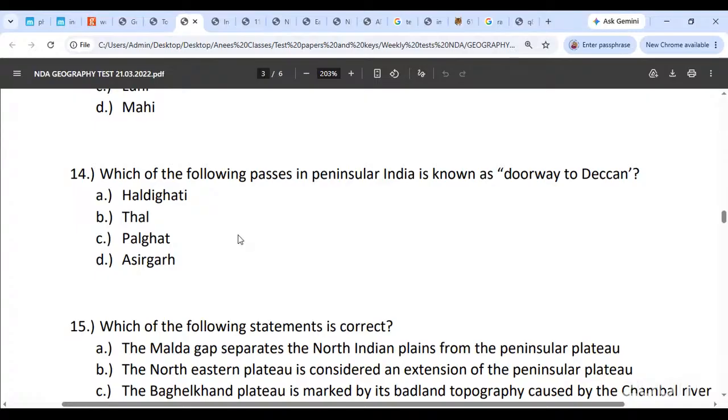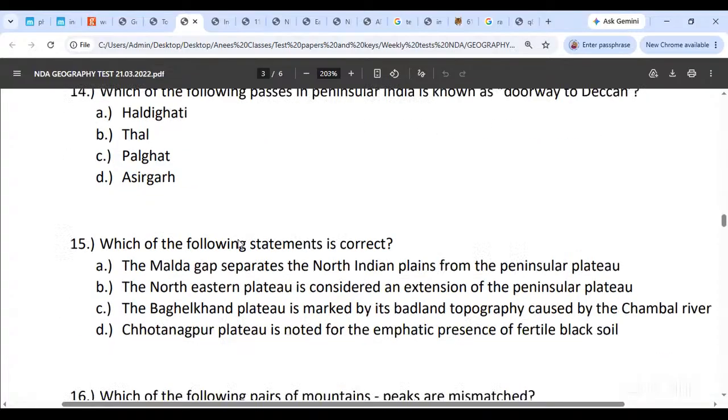Okay. Haldighati is famous for that battle. Thalghat or Kasara Ghat is the one between Mumbai and Nasik. Palghat is the one in Kerala, which connects Coimbatore to Palghat, and Asirgarh is the doorway to Deccan.